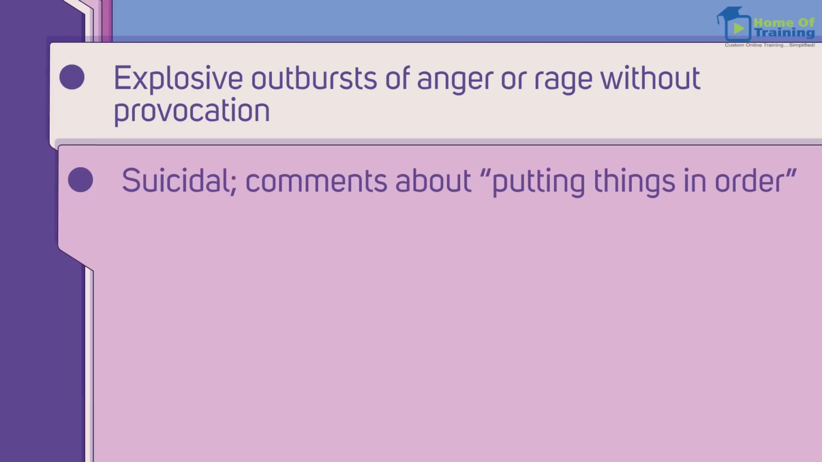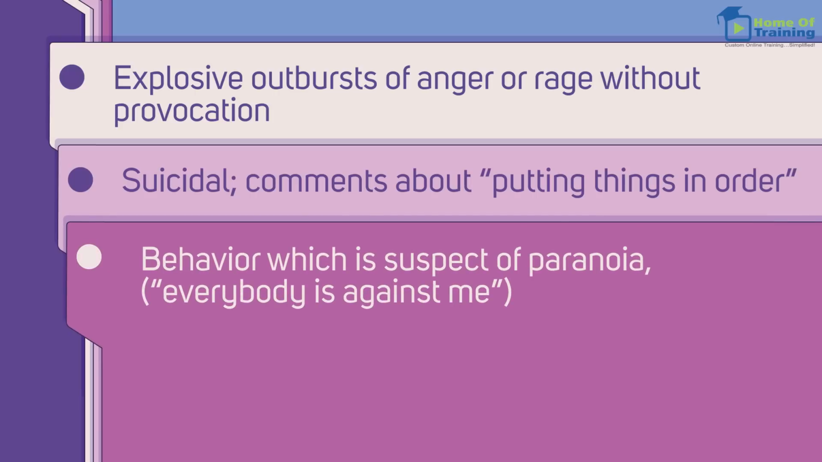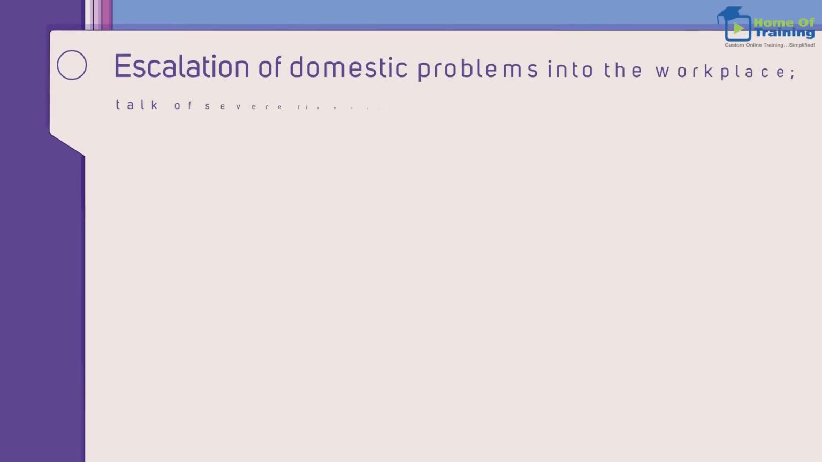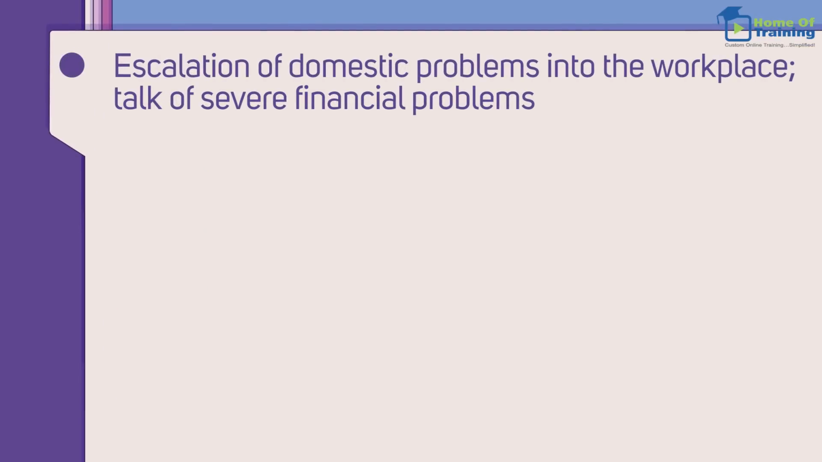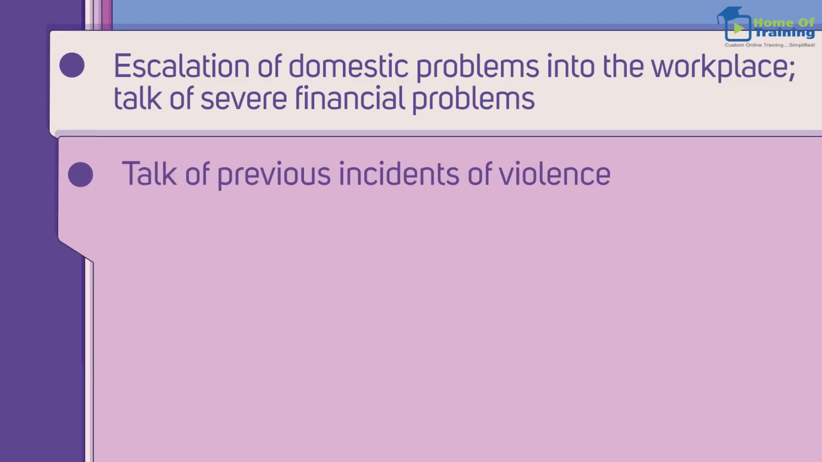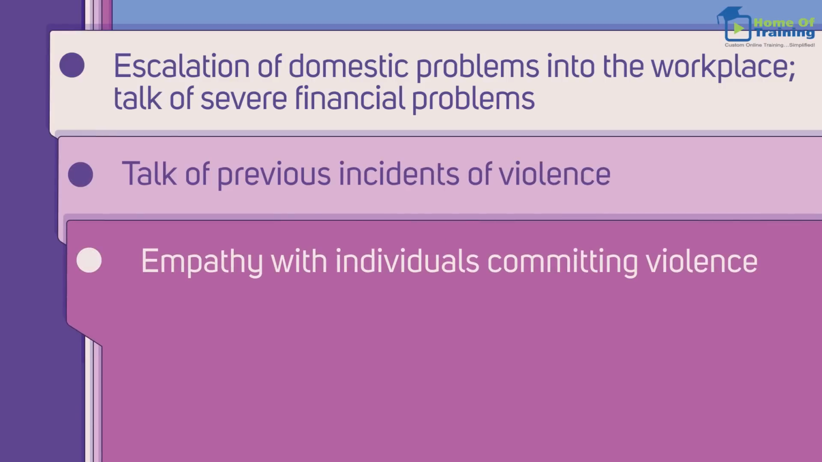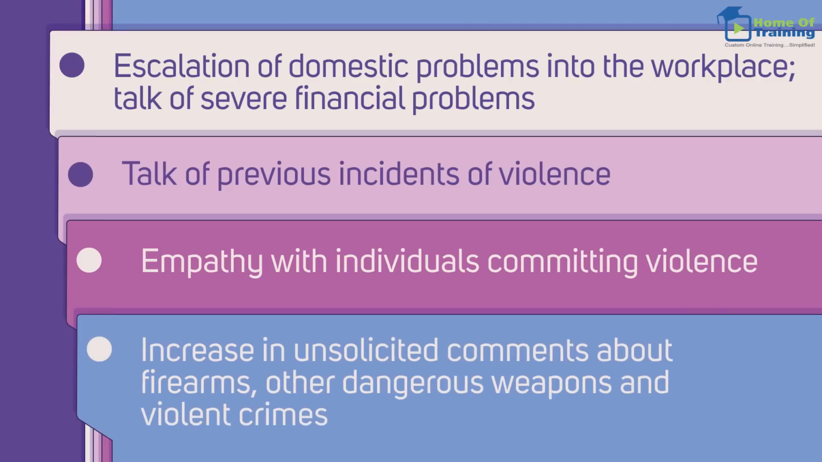Suicidal comments about putting things in order. Behavior which is suspect of paranoia: everybody is against me. Increasingly talks of problems at home. Escalation of domestic problems into the workplace. Talk of severe financial problems. Talk of previous incidents of violence. Empathy with individuals committing violence. Increase in unsolicited comments about firearms, other dangerous weapons, and violent crimes.